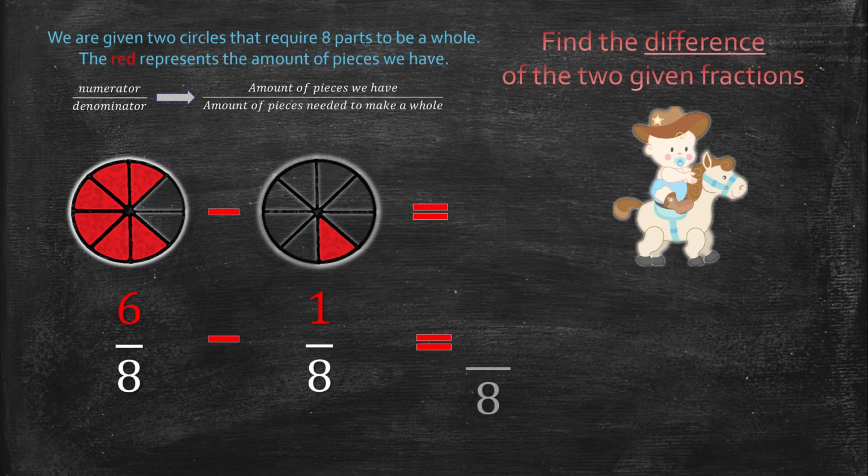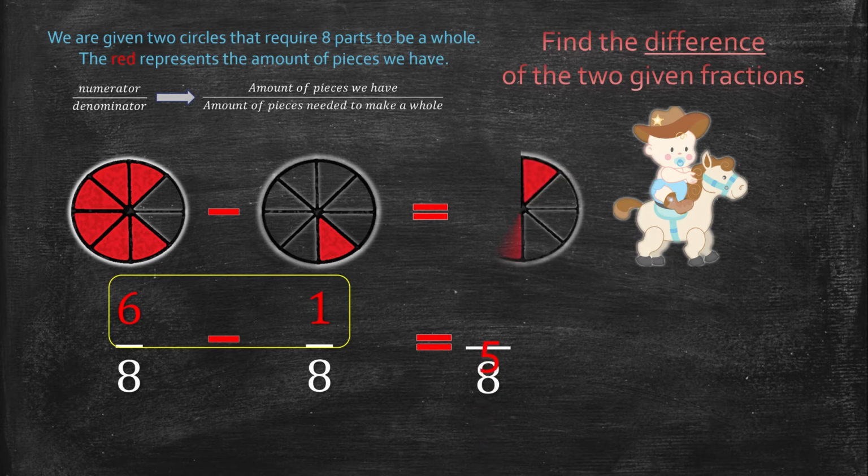So remember, our denominators are the same, so it doesn't have to be changed. We only have to do the operation to the numerator. The operation is subtraction in this problem. So if we take away 1 from 6, we find the difference. 6 minus 1 equals 5. So 5/8 is the difference.